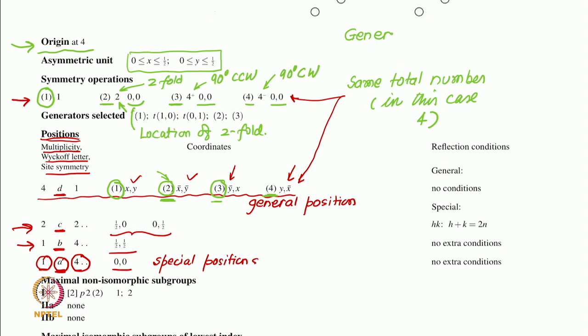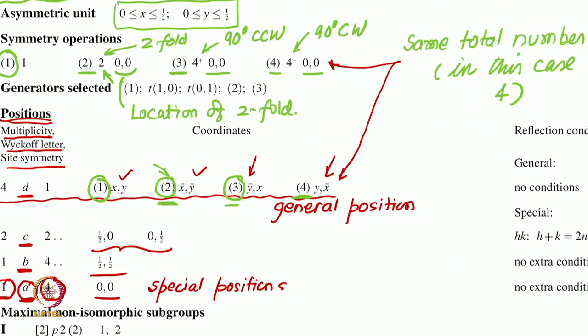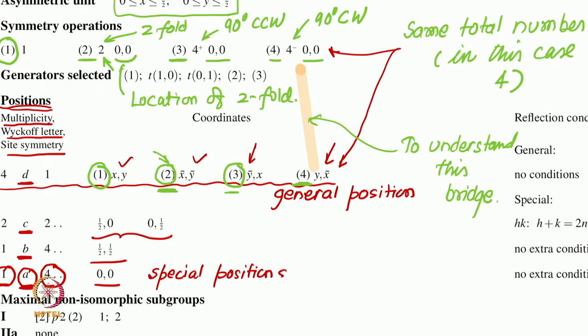In some cases a little bit more algebra will be required, but anyway it's simple once you understand the concept: how to transform from a general position to a symmetry operation. So this is the exercise which we will now do. So link means, what is this bridge? We should be able to go back and forth over this bridge. This bridge is our next goal. So let us start with this example itself.